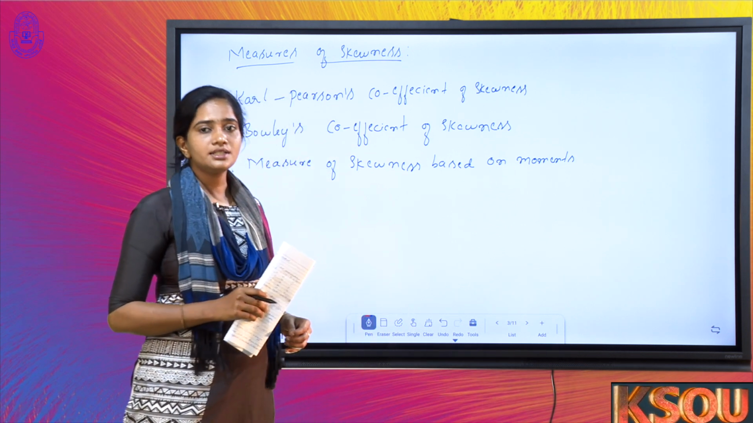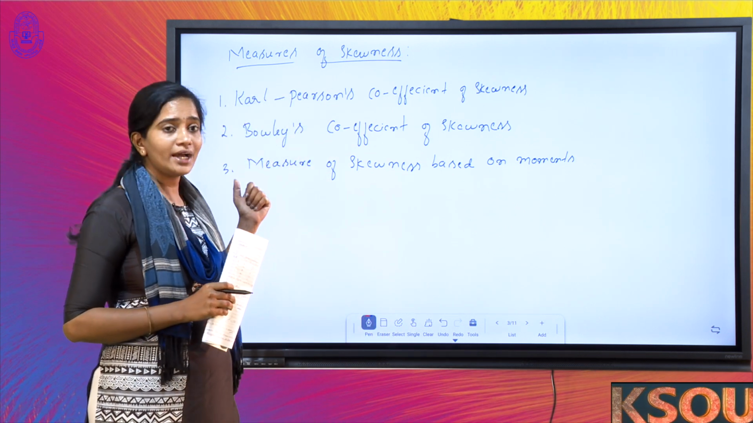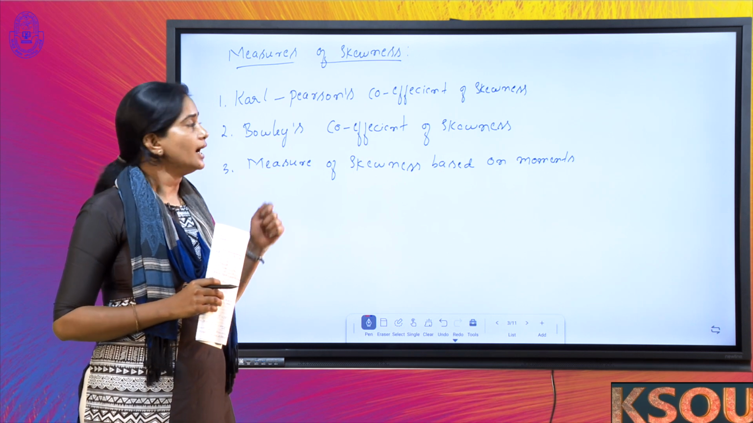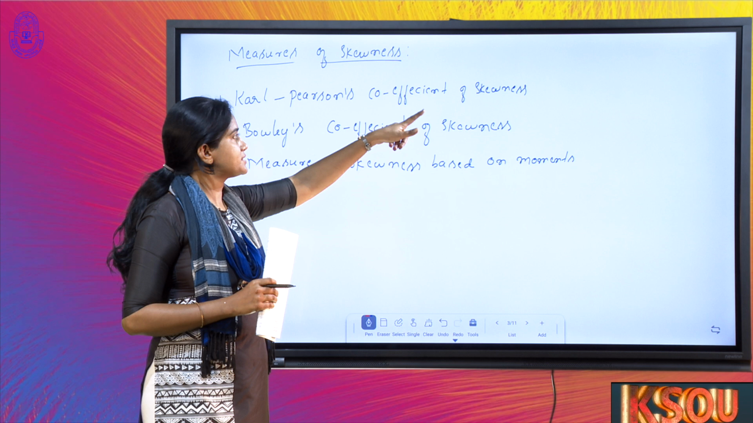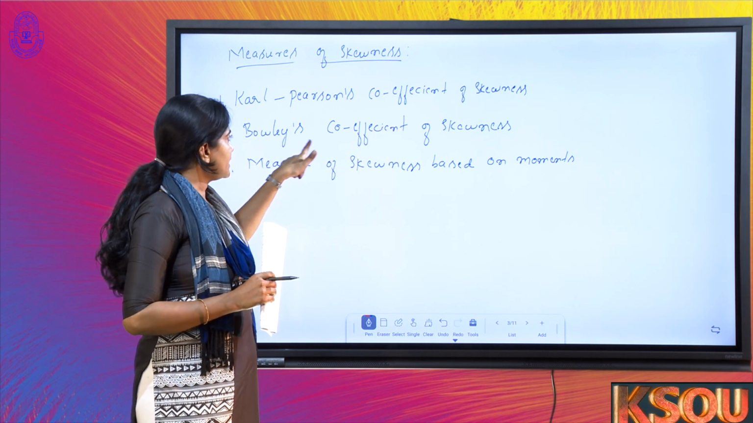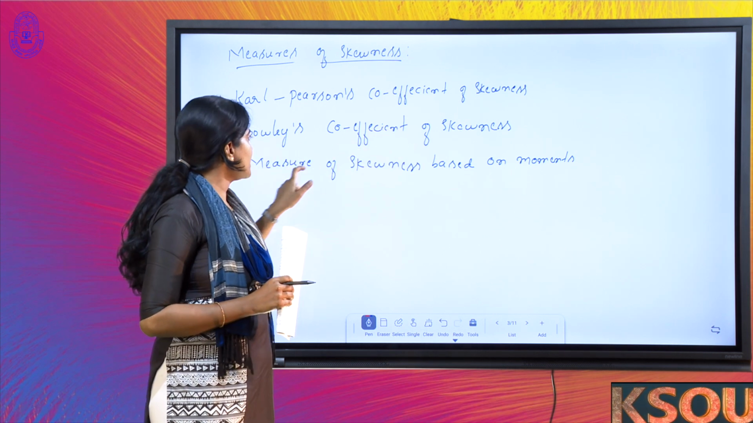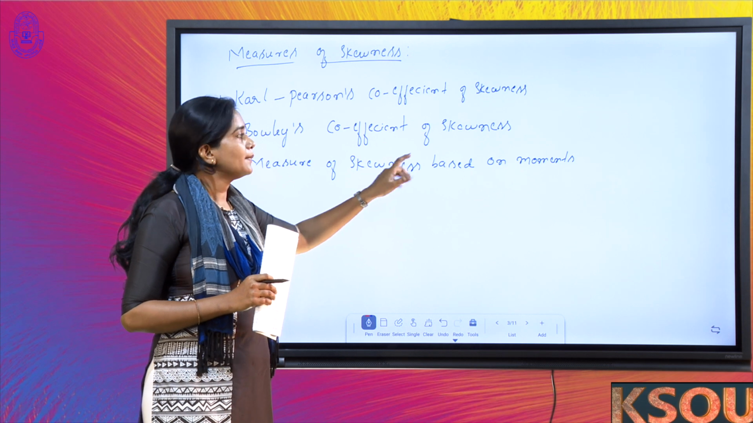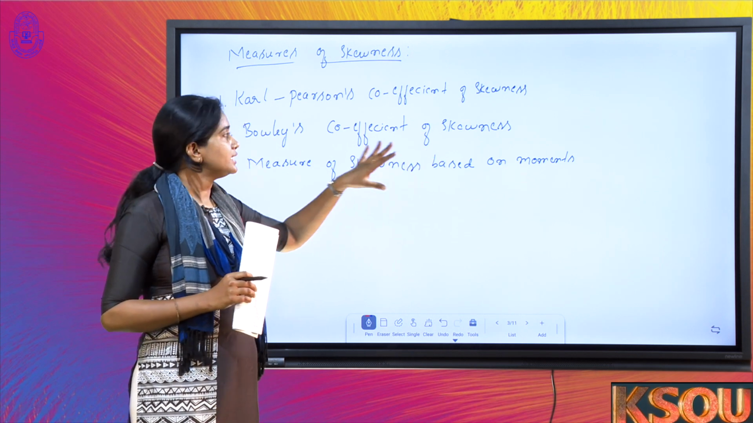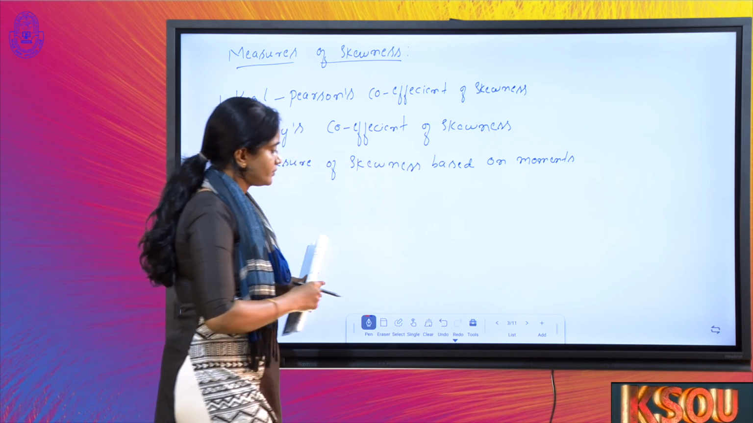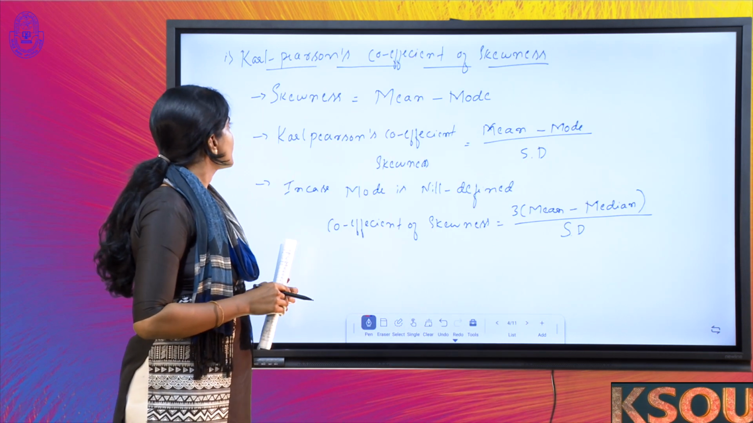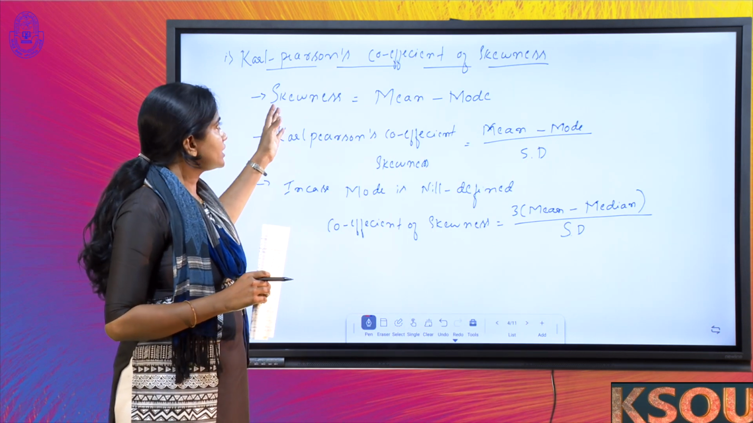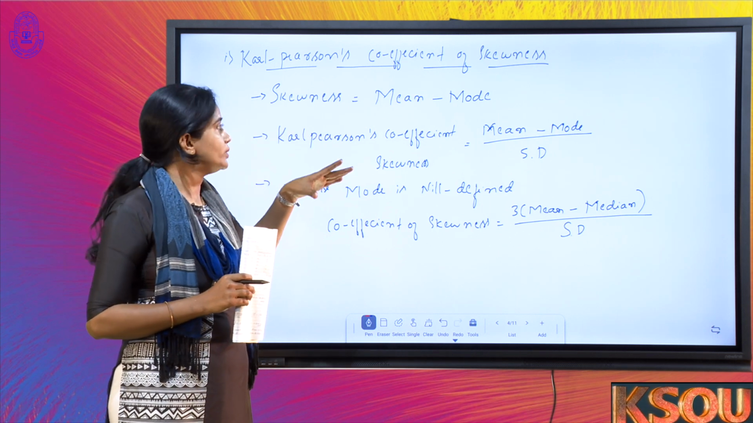If we consider skewness, we have three types of measurements under skewness, namely Karl Pearson coefficient of skewness, Bowley coefficient of skewness and measure of skewness based on the moments. Let us see one by one. So, this is about Karl Pearson coefficient of skewness.